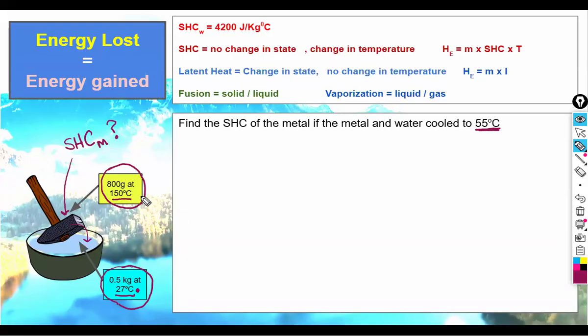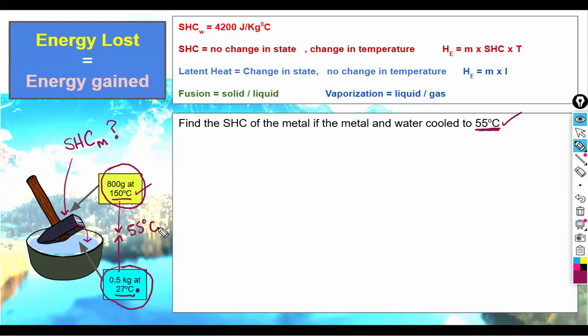At the beginning of the experiment, both items are at a different temperature. The metal is 150, the water is 27. But bet all your money, at the end of the question, the two of them will cool down to a common temperature. And that common temperature is 55 degrees Celsius.